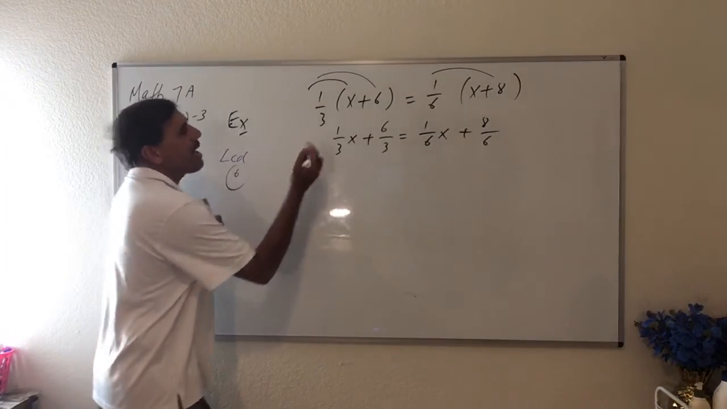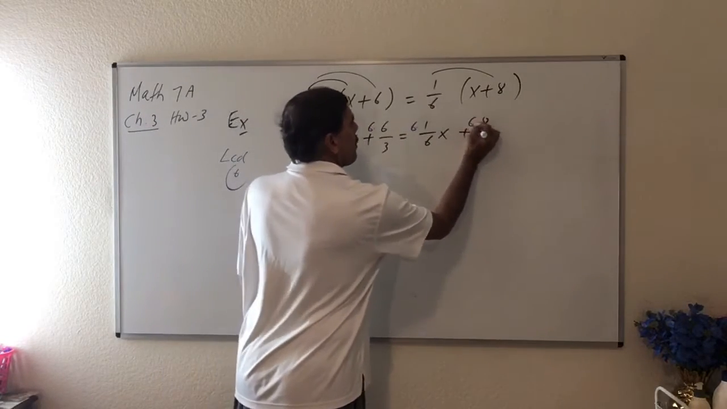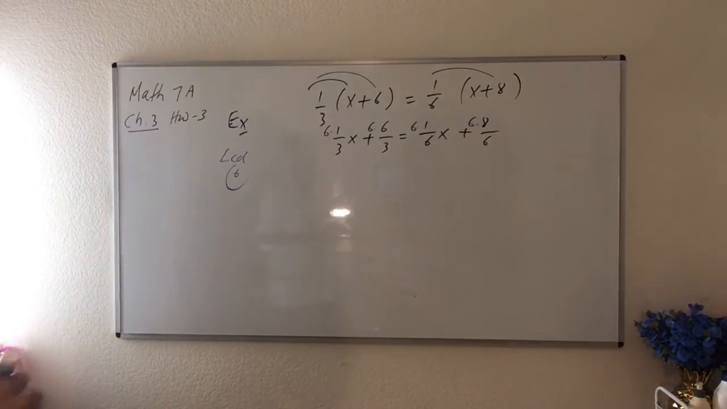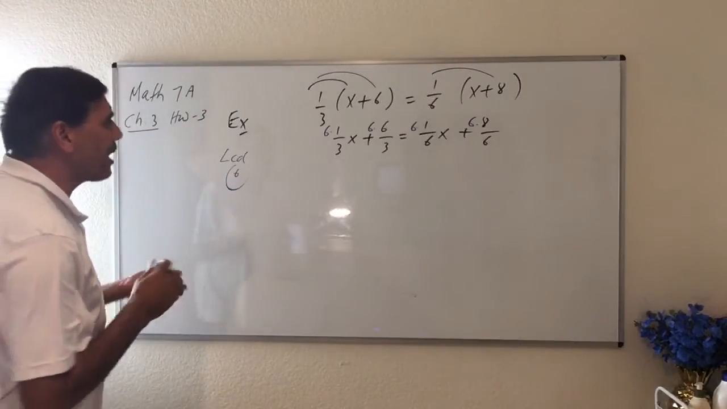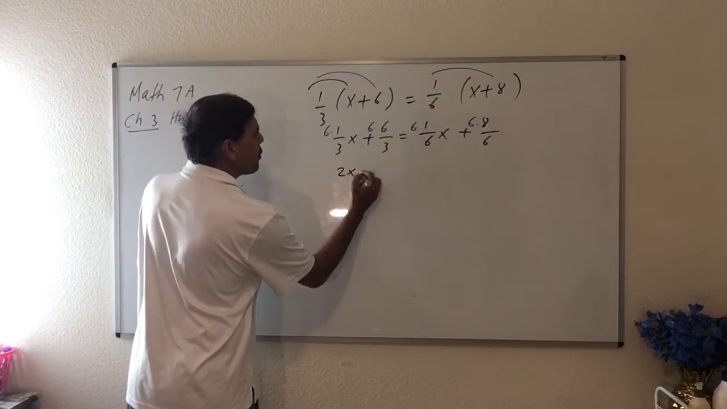So then multiply every single term by 6. Like this. After this step, you'll not see any fractions. So let's simplify. Remember, multiply, divide, or divide, multiply is the same thing. So here 6 divided by 3 is a 2. 2 times 1 is a 2x.